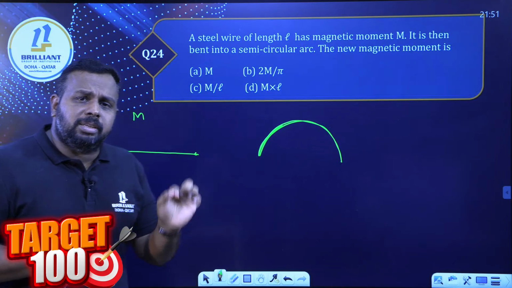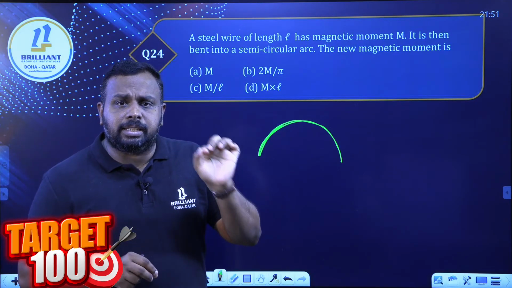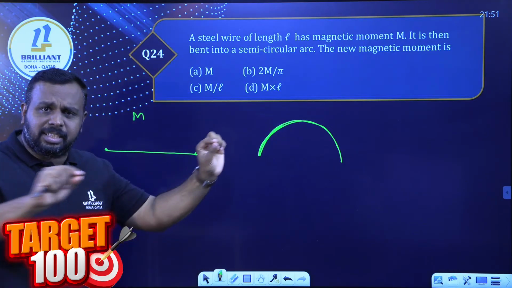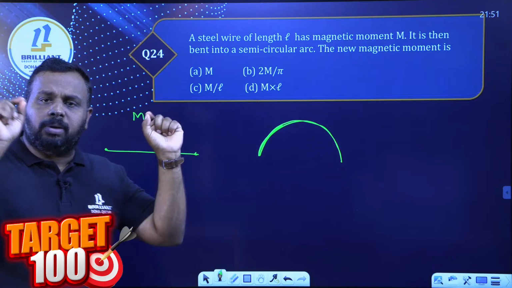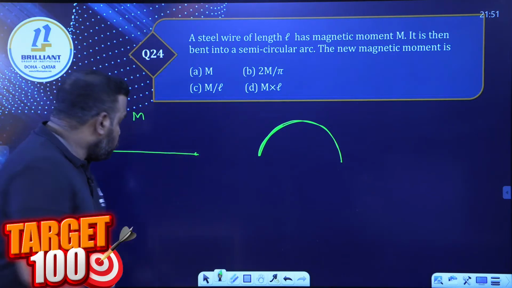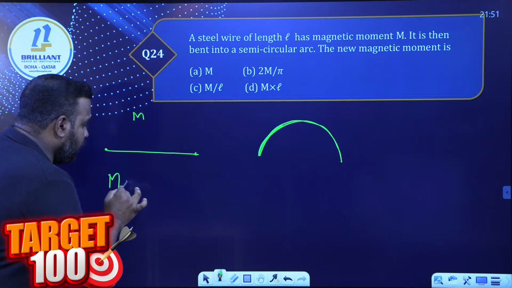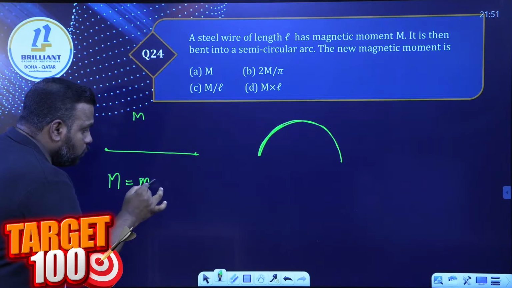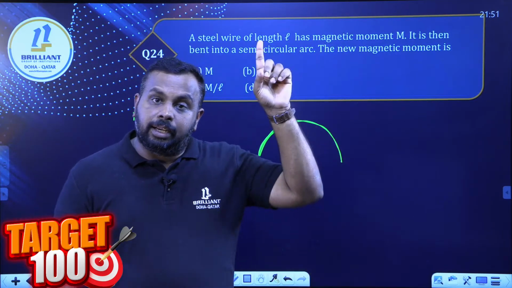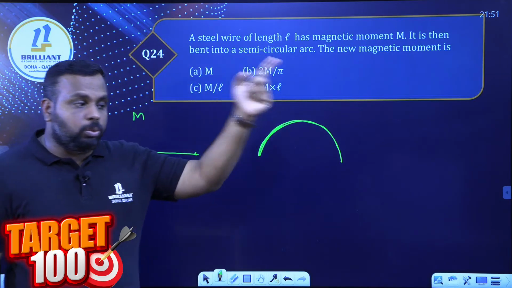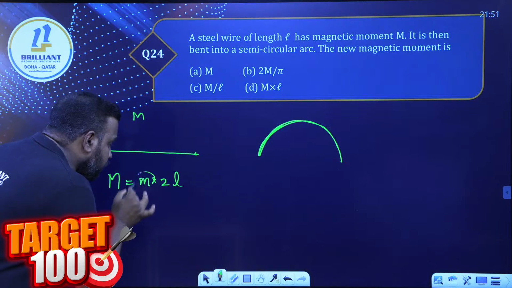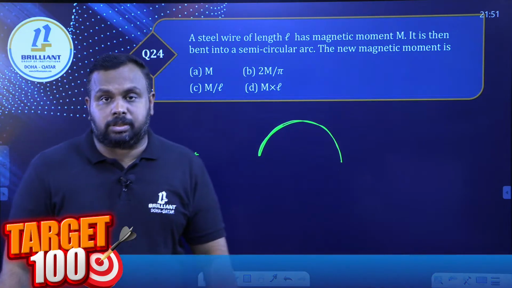What is the formula for calculating the magnetic dipole moment of a bar magnet? Do you remember? You can consider it as a thin bar magnet. Magnetic dipole moment M is equal to small m into 2L. It is like electric dipole moment P is equal to Q into 2L. In the same way you can consider m into 2L. What is small m here? m is the pole strength.